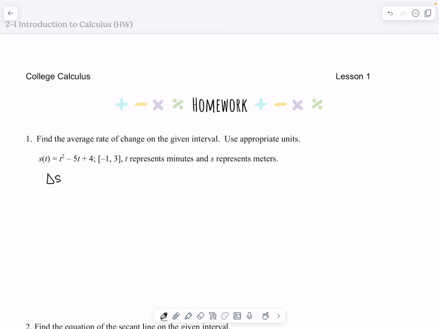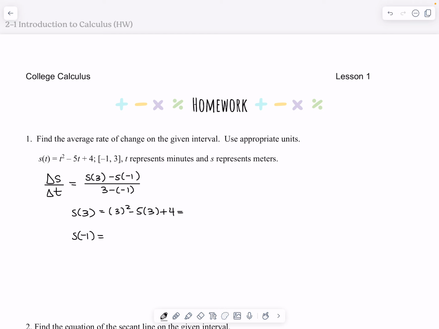case I'd be finding the change in S over the change in T, S being my Y, T being my X. So if the interval is -1 to 3, I need to figure out what S of 3 is, subtract from that S of -1, and then divide that by the change in X. So I need to evaluate S of 3, and I need to evaluate S of -1. So S of 3 or S of -1, you'd be plugging in 3 for T.